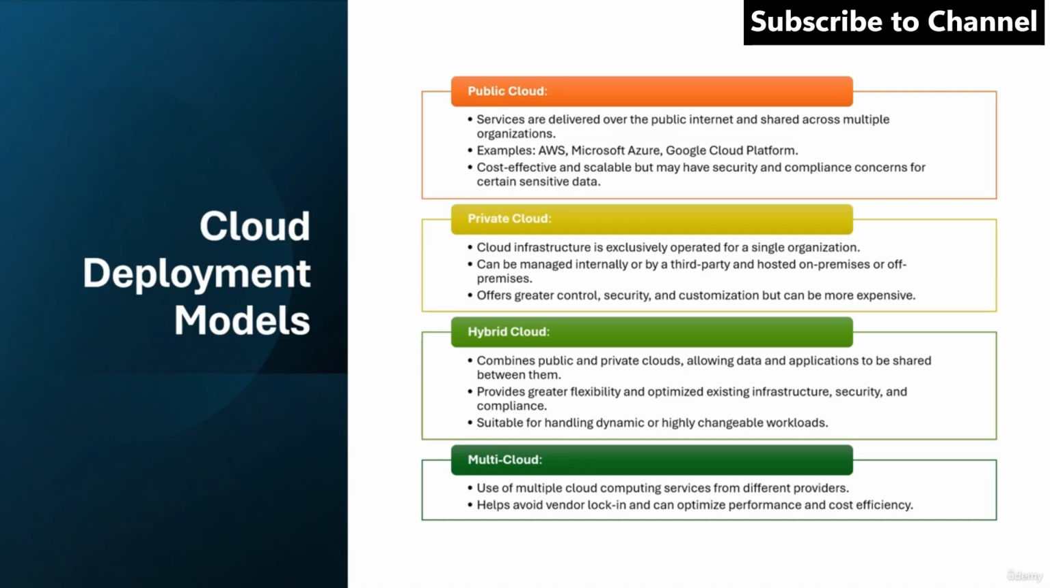Cloud infrastructure: a private cloud is exclusively operated for a single organization, can be managed internally or by a third party, hosted on premise or off premise, offers greater control and customization, and is expensive. Private cloud means you will have a dedicated server only for your system, only for your company, in your company or wherever your company told you, or in a different location, but it will be allocated only for you.